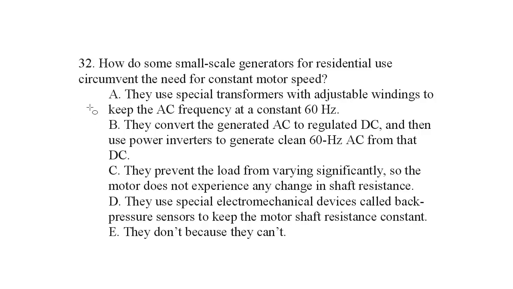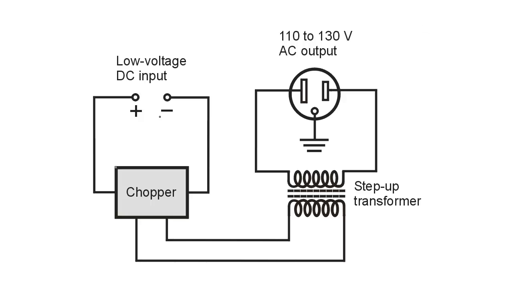Well, the answer is that we can convert the generated AC that comes right out of the generator to regulated DC, that's direct current. We can do that with a plain old power supply like you would have with your computer, kind of like a big oversized power brick that produces a constant low voltage DC. And then we can use a power inverter to generate the clean AC from that DC. Well, a power inverter is used for a lot more things besides just that application.